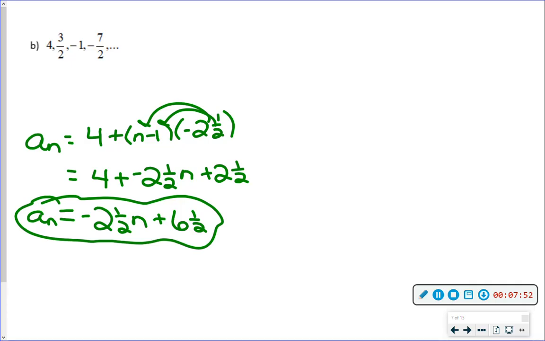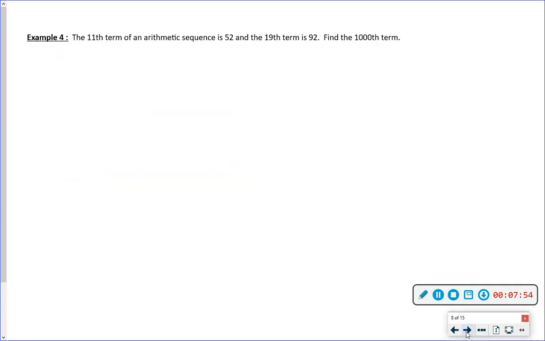Okay. All right, let's take a look at the next thing. The 11th term of an arithmetic sequence is 52, and the 19th term is 92. Then the 1000th. Okay. All right, we got it. That's kind of wordy to me, that's the math person in me. So the 11th term, A11, is 52. I like to look at it in numbers. That's just how my mind works. And then, of course, the 19th term is 92.